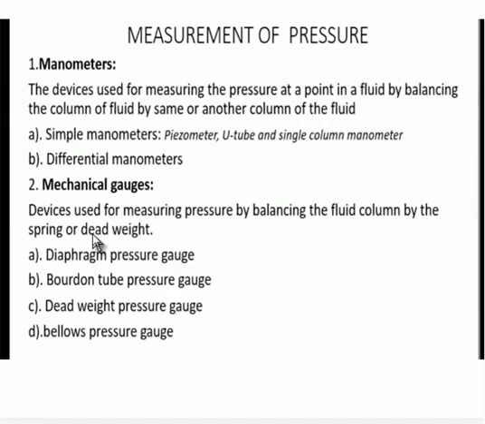So again we are having different types of mechanical gauges: diaphragm pressure gauge, Bourdon tube pressure gauge, dead weight pressure gauge, and bellows pressure gauge. Okay, these four are types of mechanical gauges. So what is the difference between the manometer and the mechanical gauges? In the manometer, the fluid is balanced by a column of the fluid, the same or another column of the fluid. But in the mechanical gauges, the fluid is balanced by using spring or dead weight.